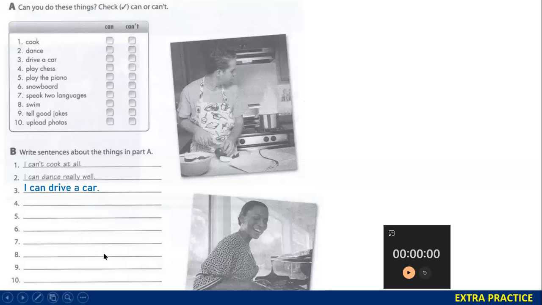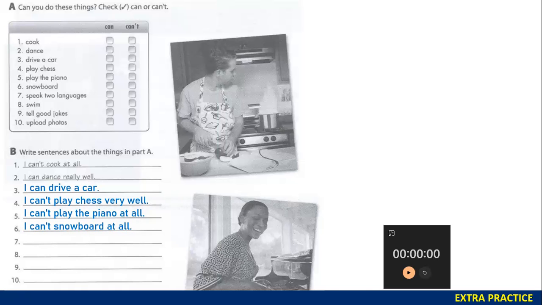What about number 4? Play chess. What do you think? I can't. I can't play chess very well. Play the piano. I can't play the piano, right? What about snowboard? I can't snowboard at all, right?